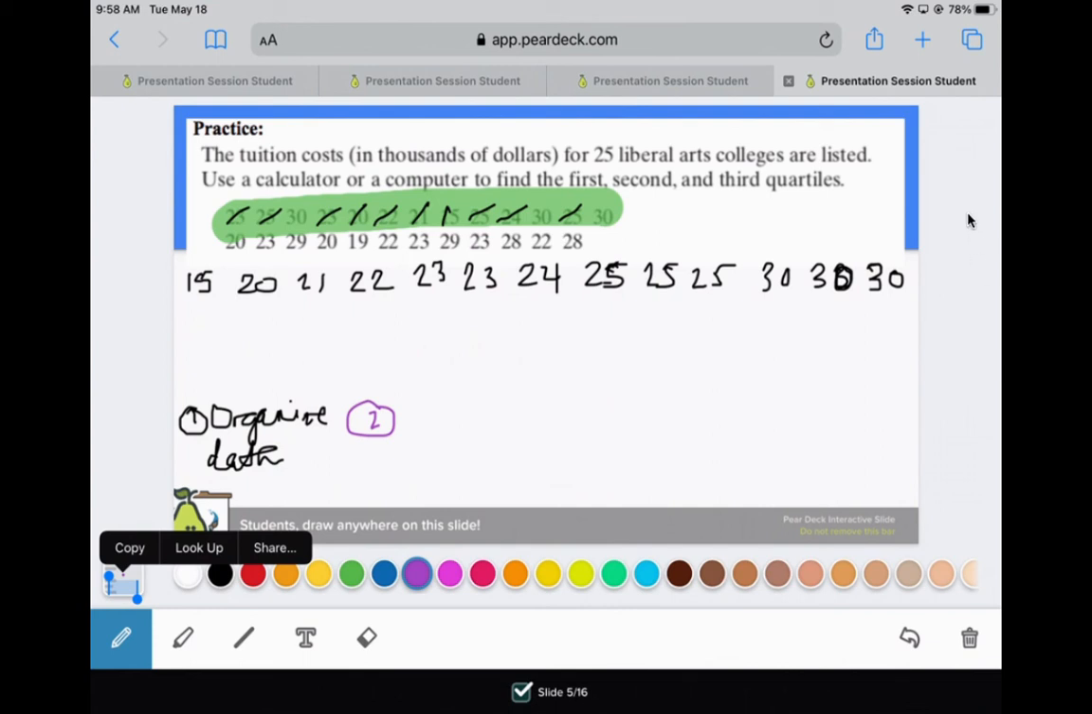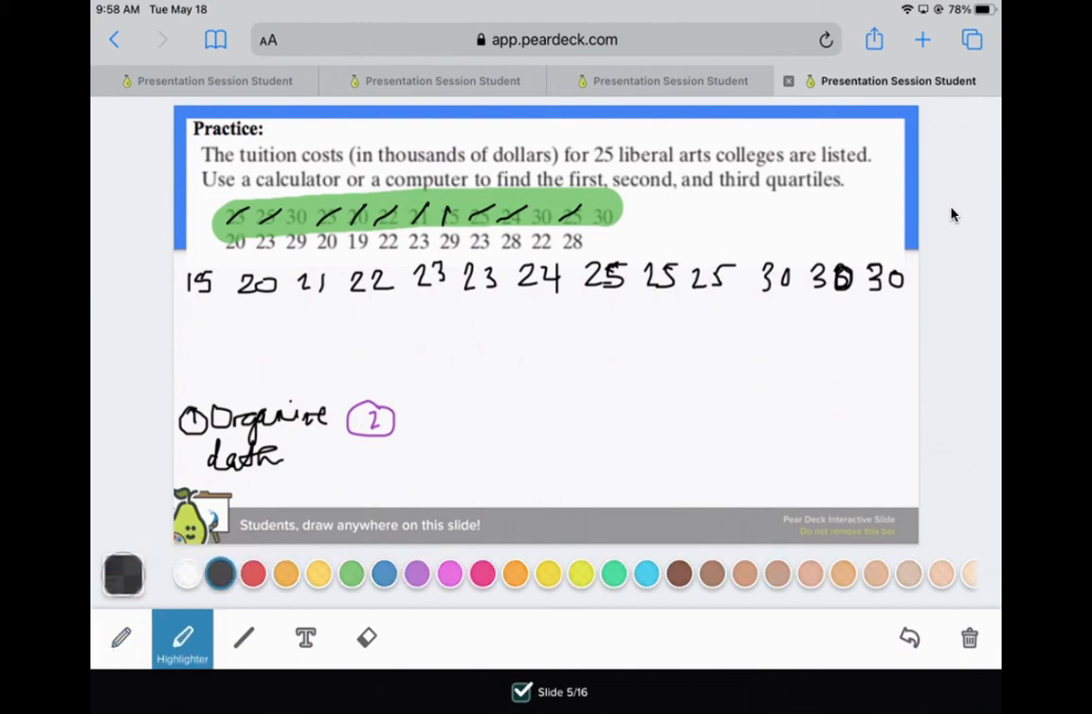You find the median. I'm going to find a median. So in here, let me count how many numbers I have. Here's the option: I can just cross it out. Okay, so that median. I found my median, which is 24. So that's my first median.